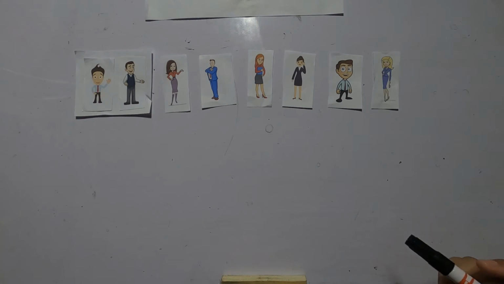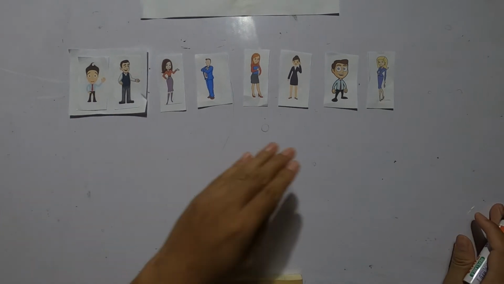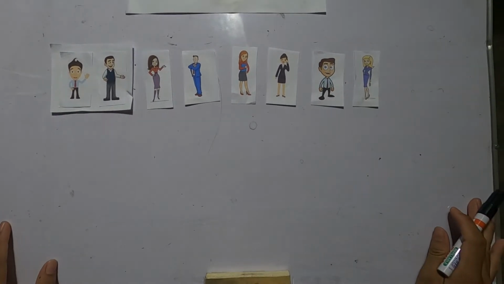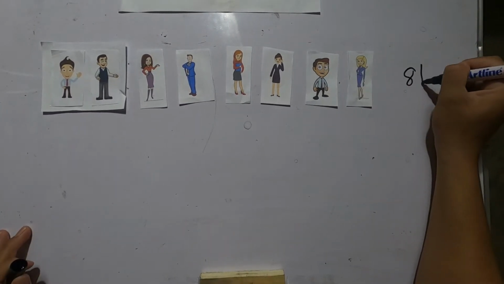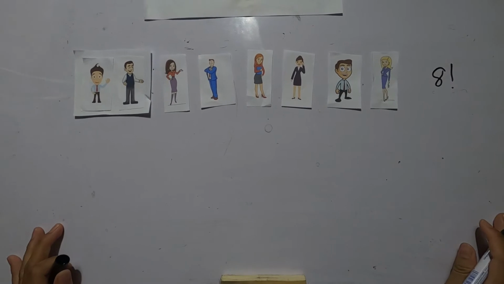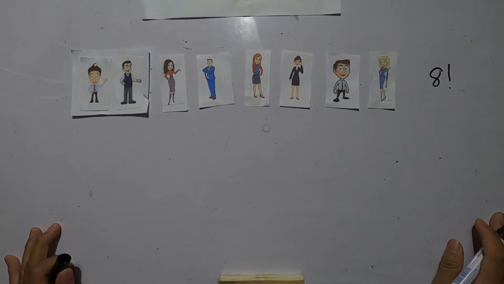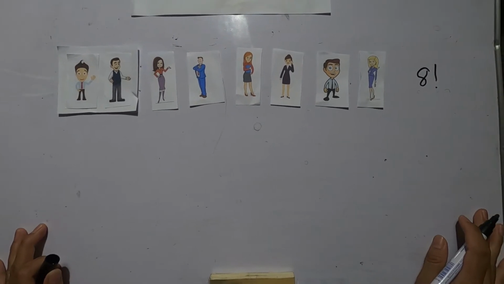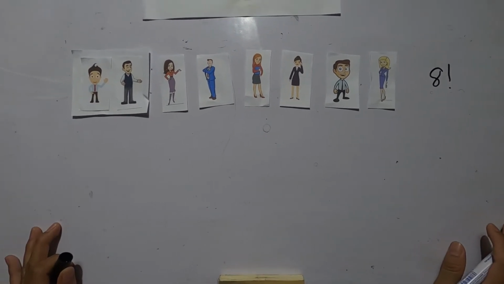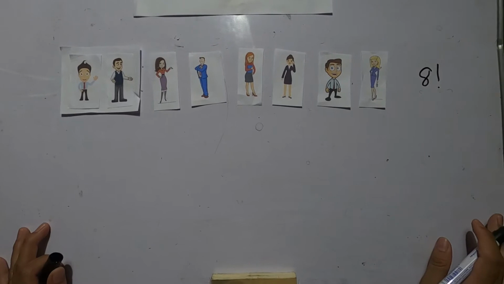Given that there are 8 individuals to sit in a row of 8 chairs, we know that there are 8 factorial ways for them to be seated in any chair they want. But we have a condition to satisfy. That is, 2 of them want to be seated side by side.